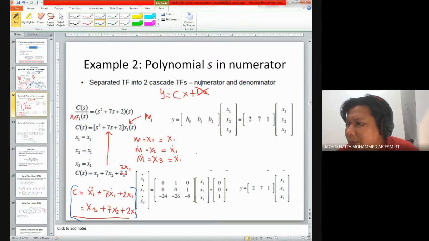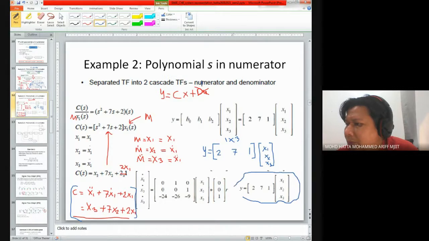So in matrix form, we have y equals to, we don't know what the dimension of this matrix is yet, but we know that this is the matrix of our state x. If we would like to have this equation translated into matrix form, this will also be a row vector, a 1 times 3 row vector, because we know that y equals 2 times x1, plus 7 times x2, plus 1 times x3. So that's how the equation in matrix form can be formed.